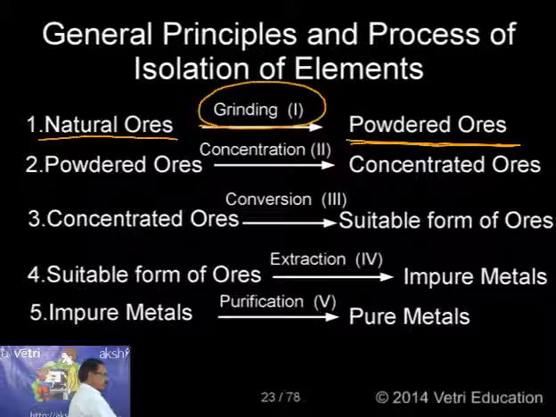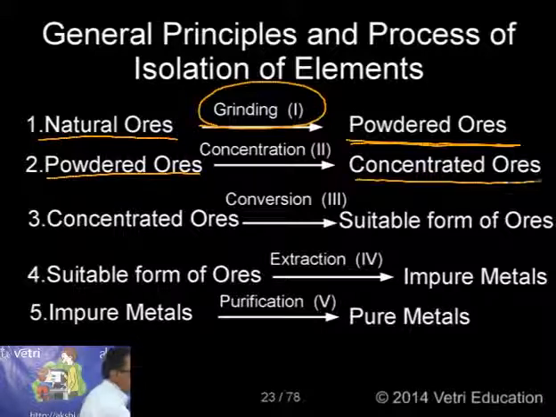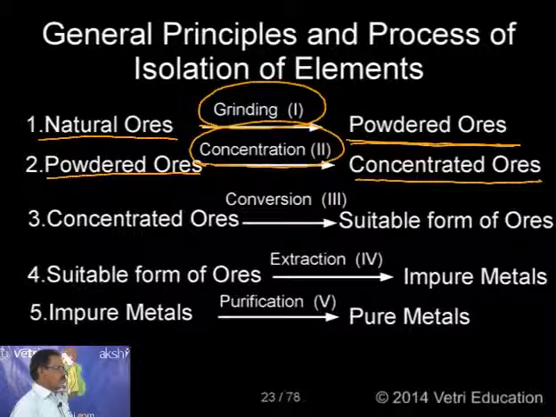Second step, the powder ores can be converted into concentrated ores. This step is called concentration, step 2. What is the meaning of this? When powder ore is concentrated into a concentrated ore, unwanted impurities can be removed. Water, gases, and unwanted impurities like sand can be removed, so the percentage of the required metal or non-metal will increase. That's called step 2, concentration.